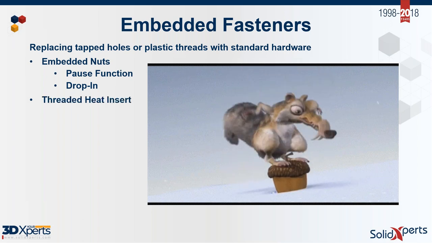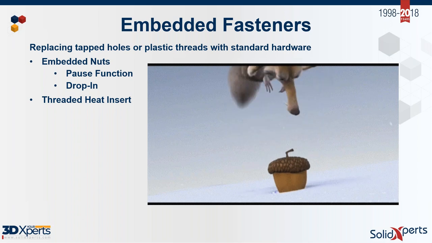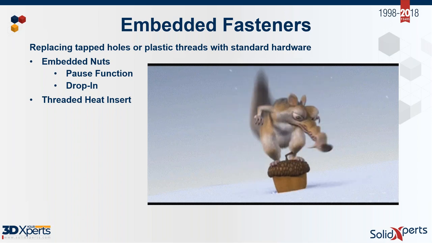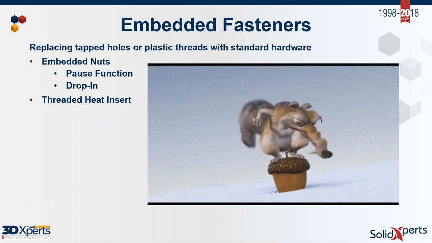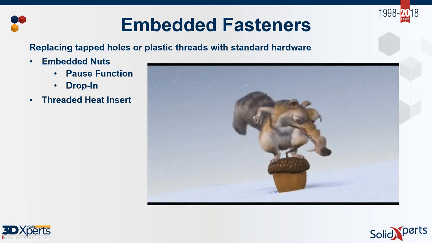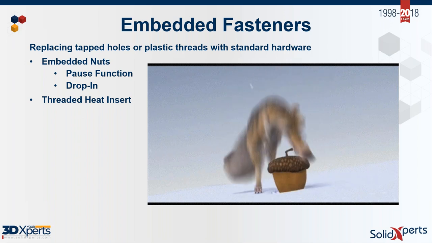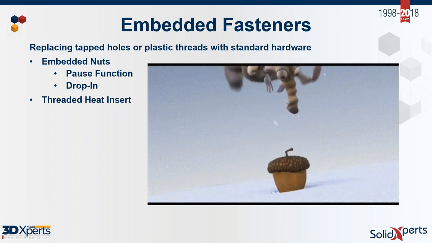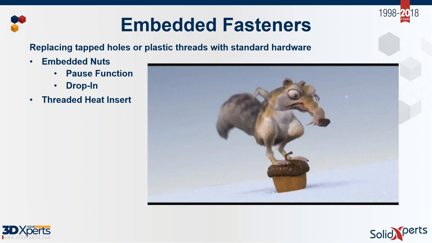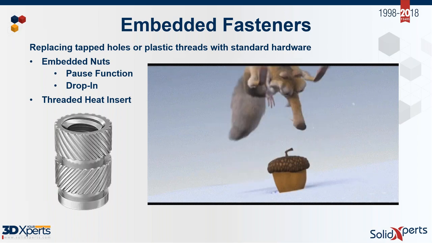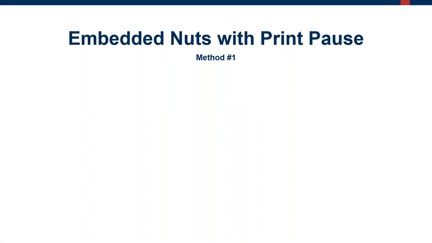The other option, which is maybe slightly more professional and more customer friendly and sleeker looking, would be a threaded heat insert. So this is using a threaded heat insert, using a soldering iron or something like that to gently depress this into the surface and use this for a subtle threaded application. So here's an item or a picture of it. Again, here's a couple different methods. I'm going to show you four different methods. So embedded nuts with the print pause.